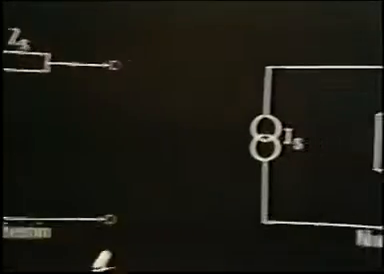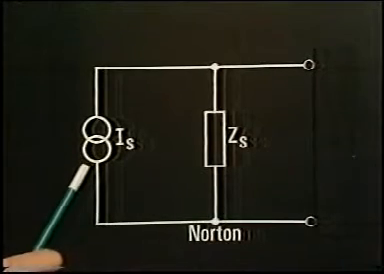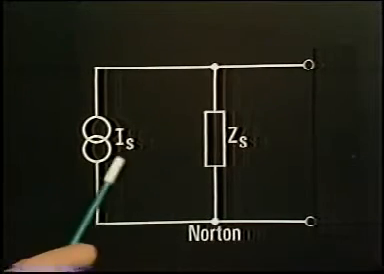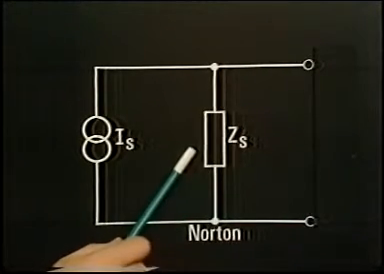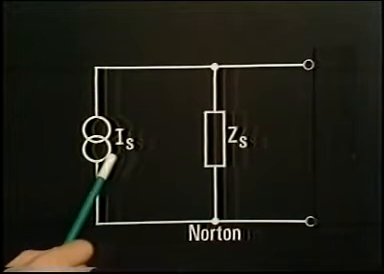And the other possibility is the Norton equivalent, which uses a current generator, the same value of output impedance as the Thevenin circuit, but this time it appears in shunt with the current generator.